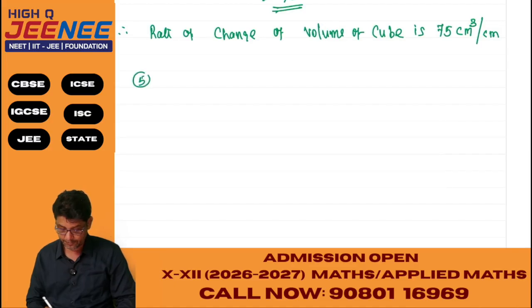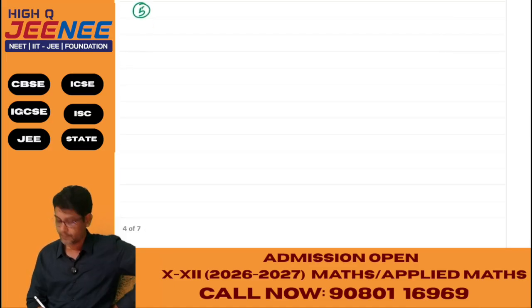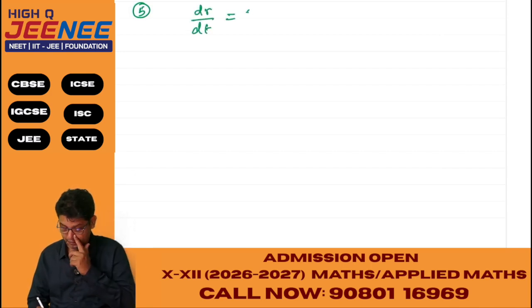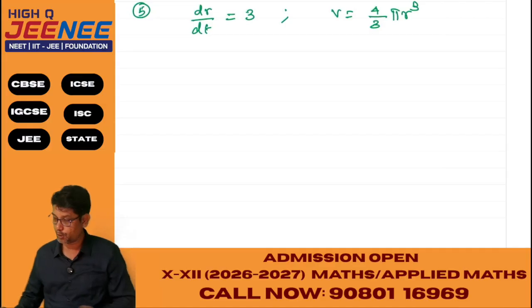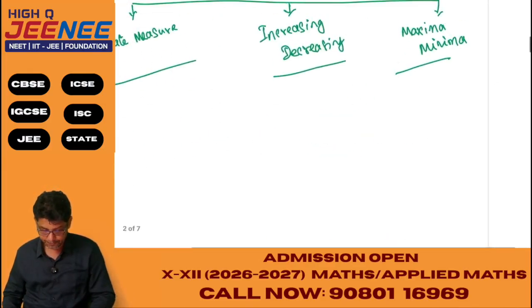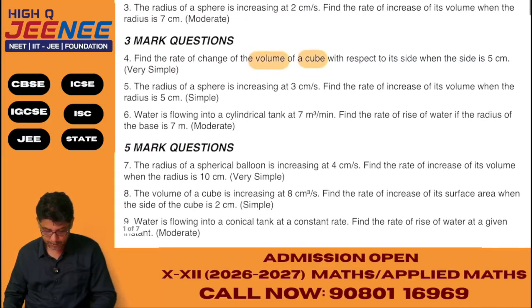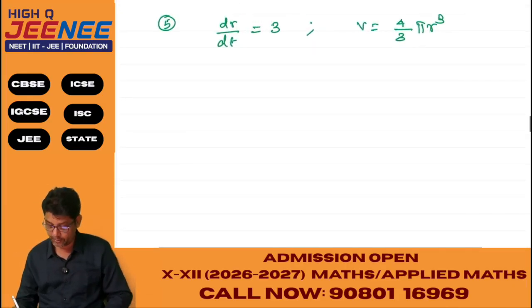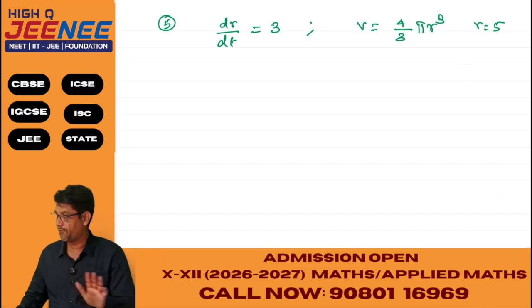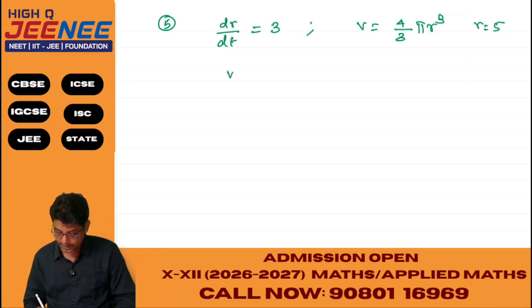Sum number 5. Tell me what is it? What is given? dr by dt is 3. Then volume of a sphere is 4 by 3 pi r cube. Any other information given? Radius is 5 centimeter is given, right? r is equal to 5 is also given. I'm writing all the information first. Next, V is equal to 4 by 3 pi r cube.